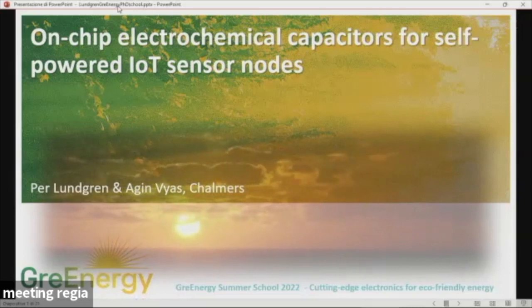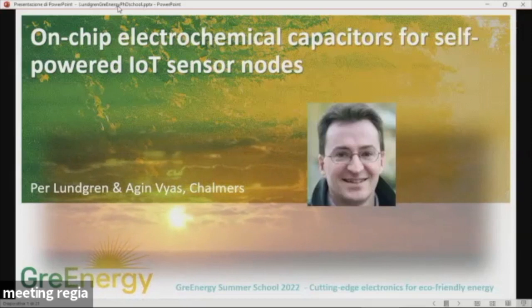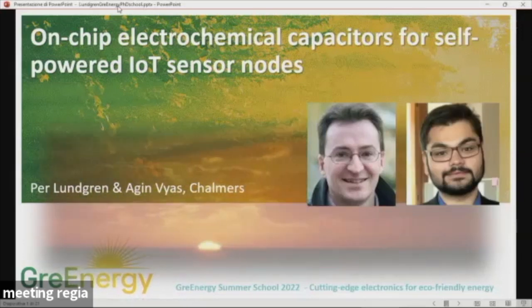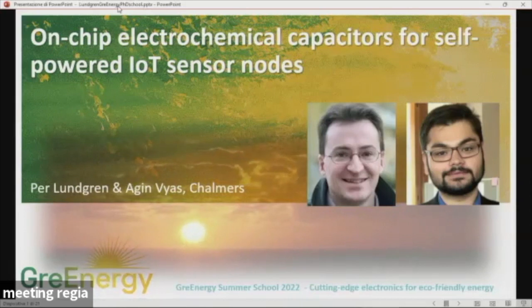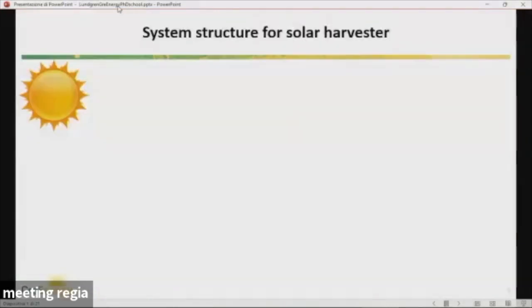In the meanwhile, I'm Per, and this presentation is based on much work put in by Dr. Agin Vyas, who very recently presented his PhD thesis related to storing energy, among other things.